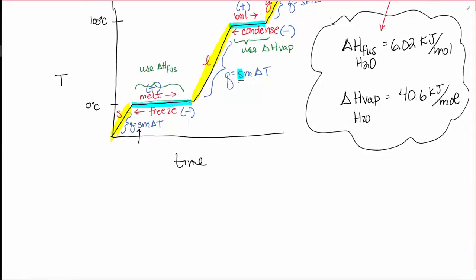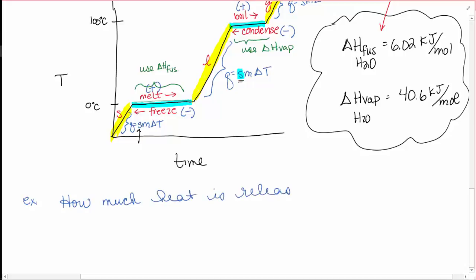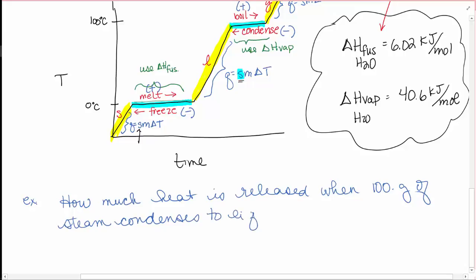So what I'm going to do is 2 example problems, and that will wrap it up. Here's the first example. How much heat is released when 100 grams of steam condenses to liquid water, all at 100 degrees Celsius?